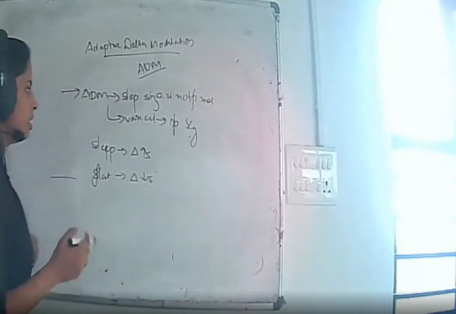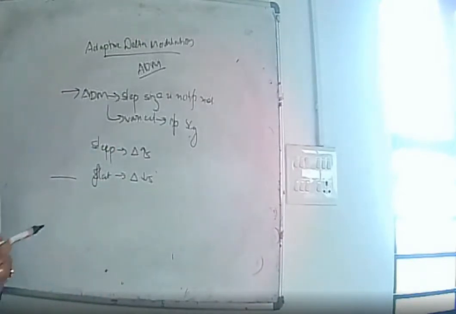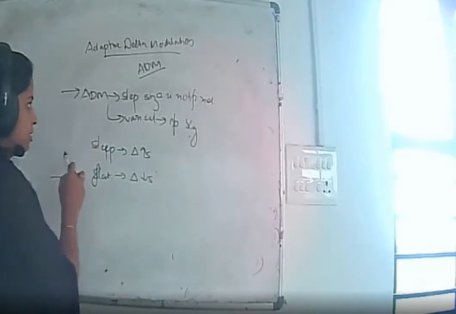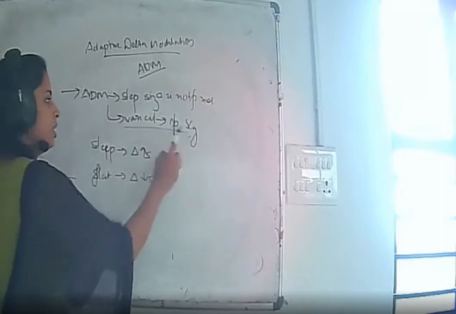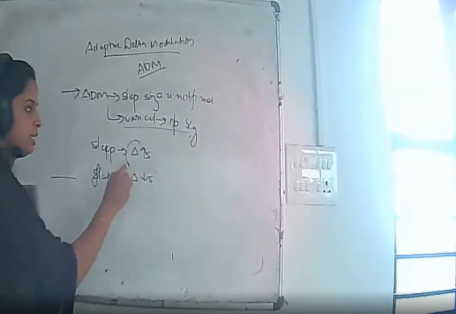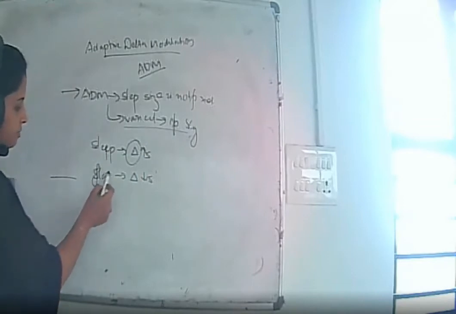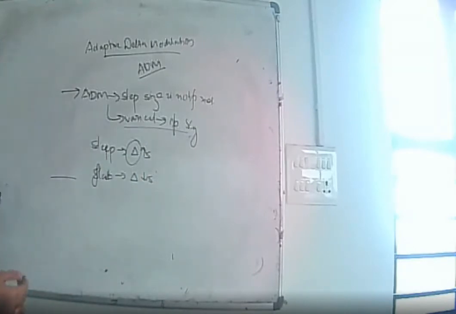That is, it is varied according to the input signal, not like in delta modulation in which step size is fixed. In ADM, step size is not fixed, it is varied according to the input signal. If the input is a steep signal, then the step size delta is increased, and if the input is flat, the step size delta is decreased.